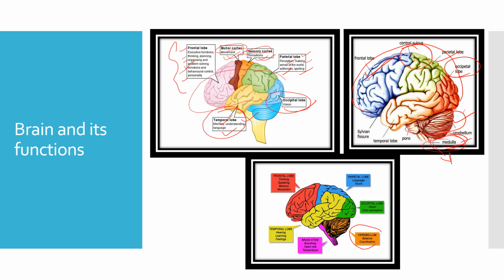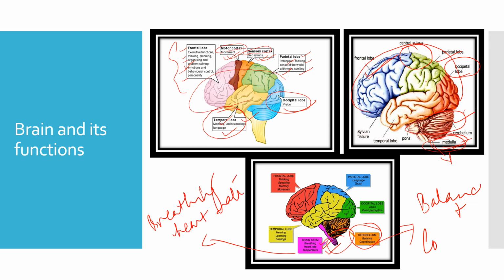Now the cerebellum: balance and coordination are its main functions. And the brain stem, that is the medulla oblongata, relates to breathing, heart rate and temperature.